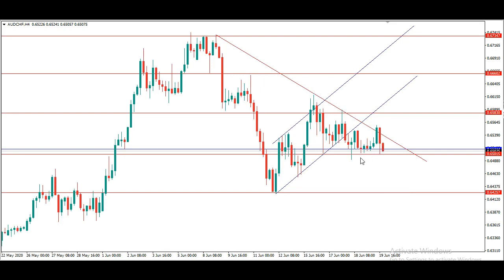I'll be waiting for at least a 4 hours close below this 65.01 support. Then on the retest, I'll be dropping to the 1 hour time frame to pick an entry down to the support at 64.25. So that's what I'm going to be doing on AUDCHF.